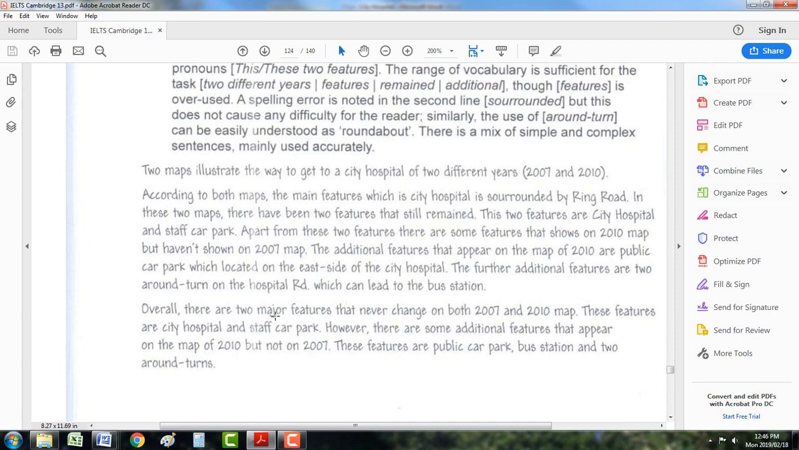So definitely, now I'm thinking 5 for task response. These features are City Hospital and staff car. Again, he's talking about the things that didn't change. All of this is about things that didn't change. Also, this is about what didn't change. That's not the point. There are some additional features that appear on the map. These features are there, and there's the new stuff. Right at the end, he adds the new stuff.